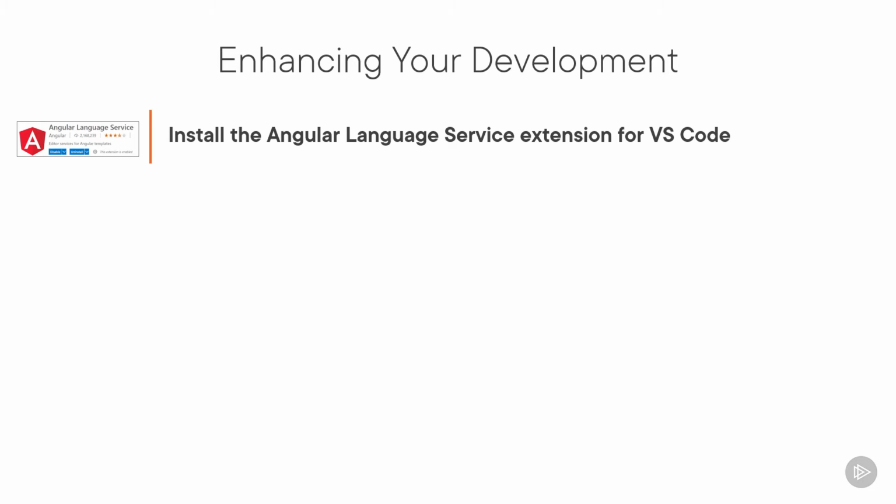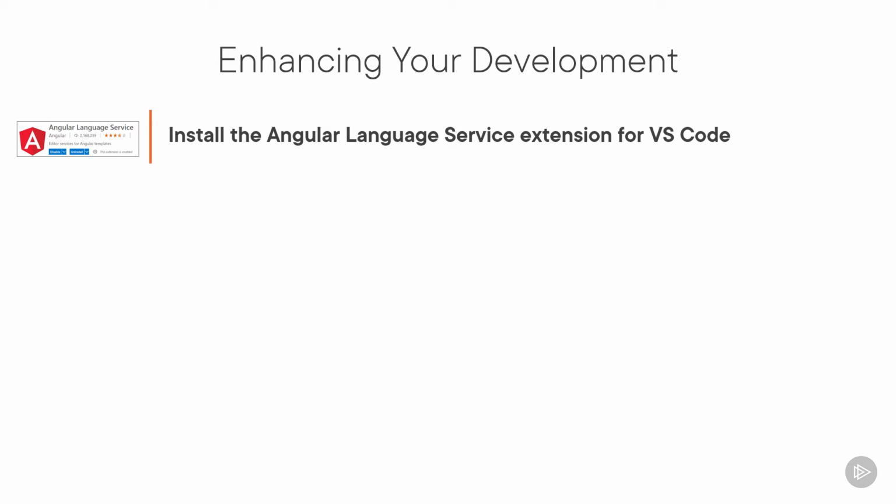Let's look at some tools and tips for enhancing your development experience with Angular. Consider installing the Angular Language Service extension for VS Code. This extension provides a rich editing experience for Angular templates, including IntelliSense and error messages. With this extension installed, when you bind a product property in the template and type product dot, you'll get the list of valid properties. And if you mistype a property name in a template, you'll get a squiggly line and an error message.